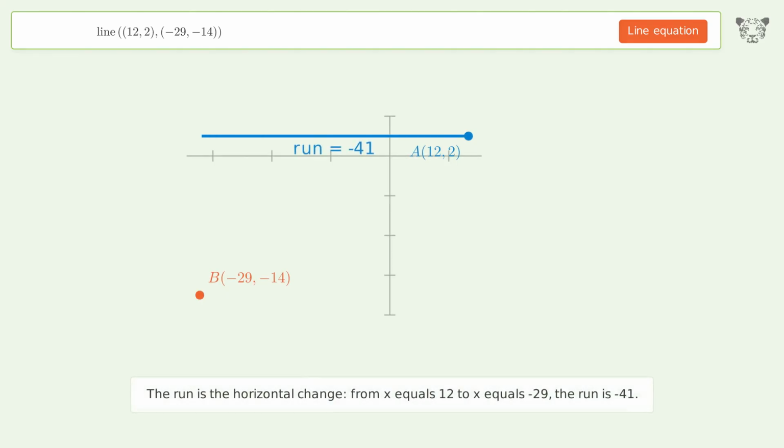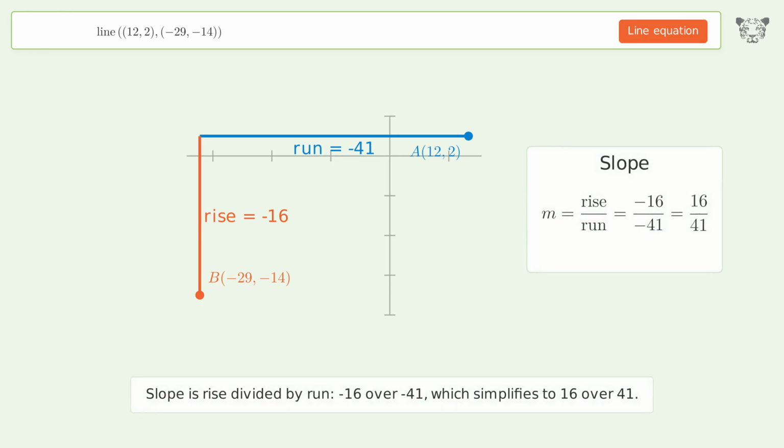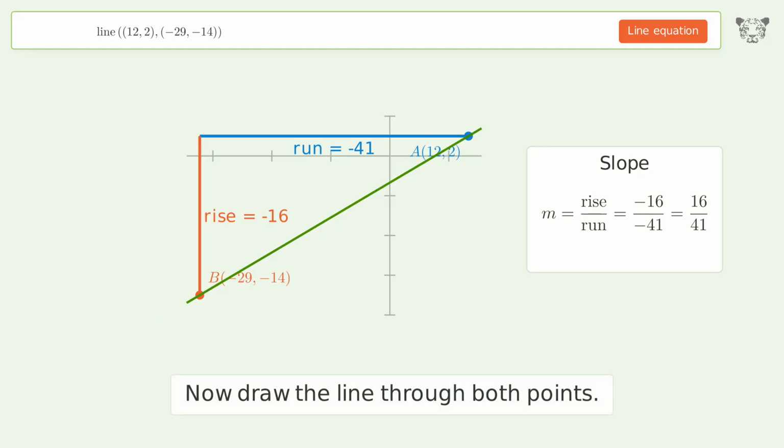The run is the horizontal change, from x equals 12 to x equals -29, the run is -41. The rise is the vertical change, from y equals 2 to y equals -14, the rise is -16. Slope is rise divided by run, -16 over -41, which simplifies to 16 over 41. Now draw the line through both points.